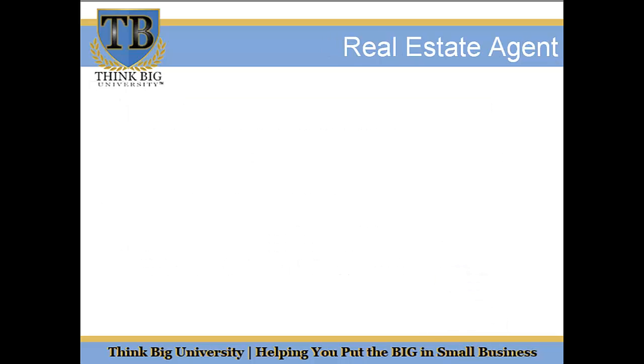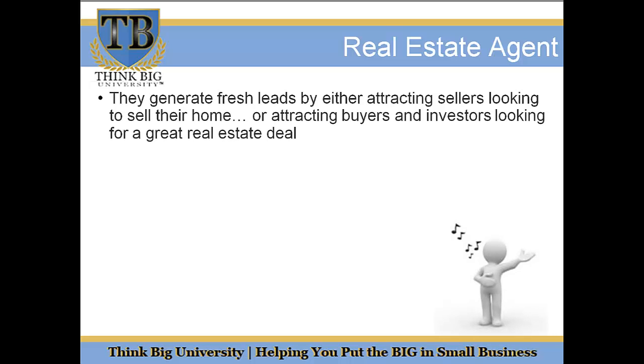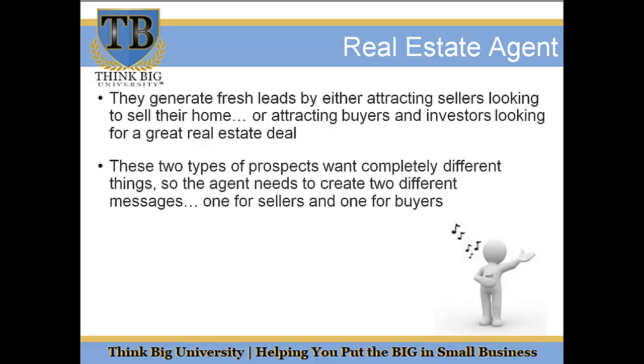So as an example, let's begin with the real estate agent. They generate fresh leads by either attracting sellers who are looking to sell their home or attracting buyers and investors looking for a great real estate deal or looking to buy a home. Since these 2 types of prospects for a realtor want completely different things, the agent needs to create 2 different messages at the very least, one for sellers and one for buyers. That's because both groups have completely different hot buttons, so to speak.